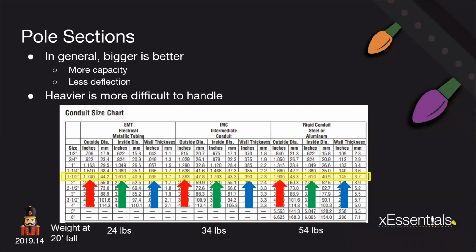As I mentioned, there's a big difference in weight too. The EMT at a 20-foot pole is about 24 pounds. If you go to rigids, it's about 54 pounds. So you're more than doubling the weight when you're getting to these poles, assuming these are all made of the same material, steel in this case. Huge difference there for erection purposes. So that's why some people don't want to go up to that. They don't want to lift that weight up.